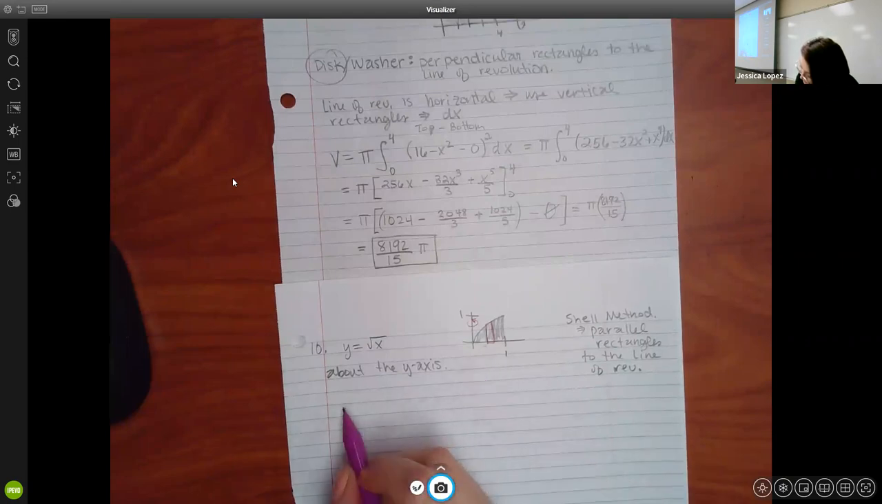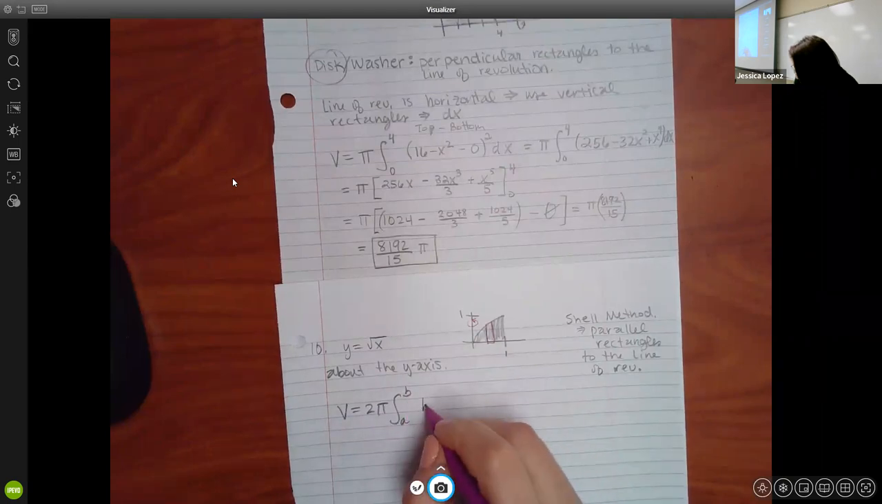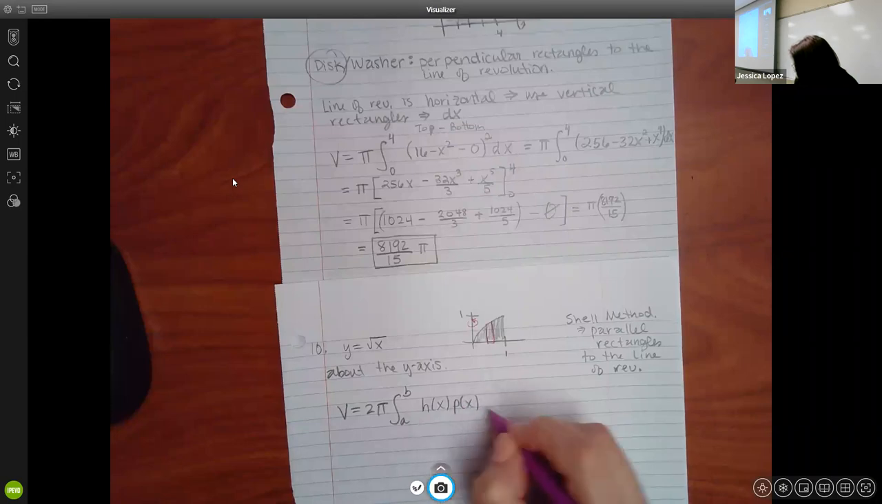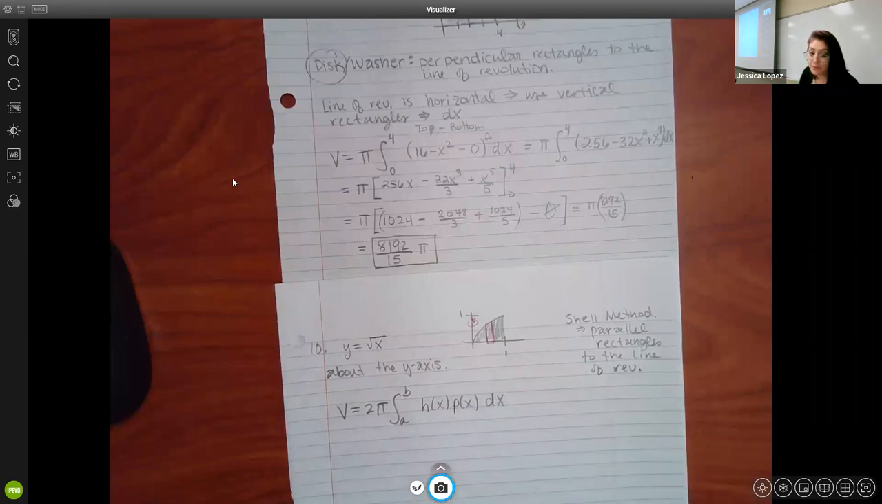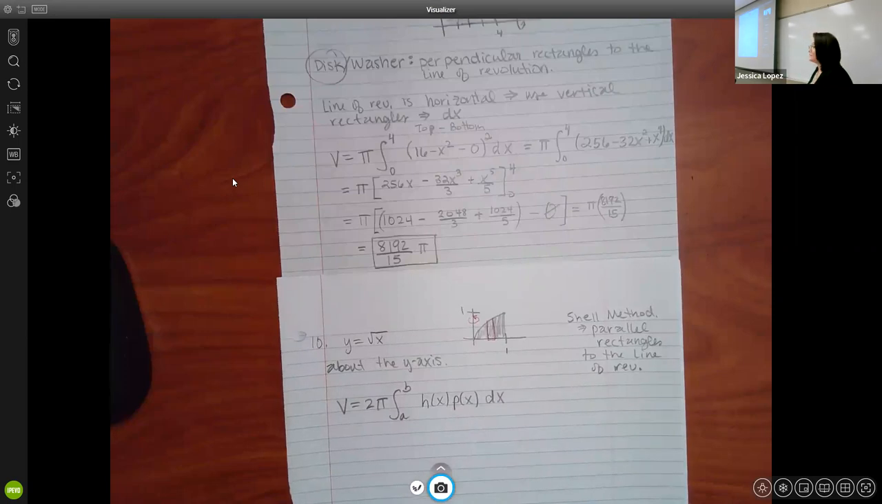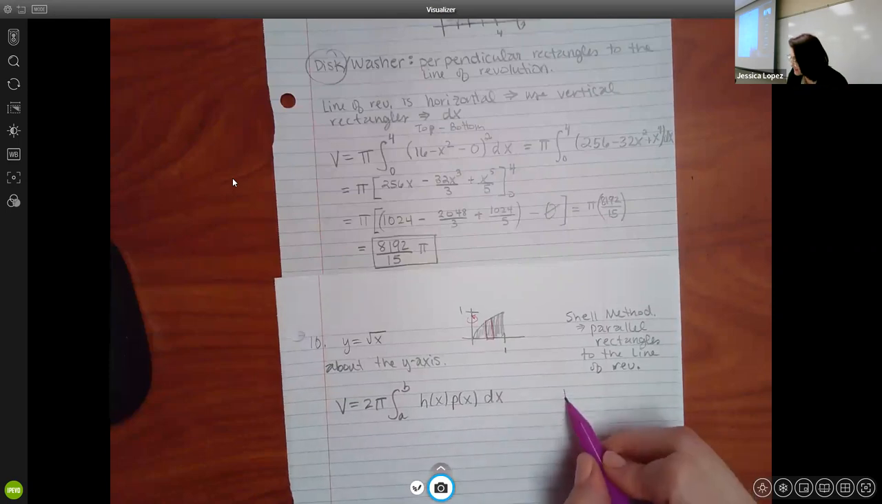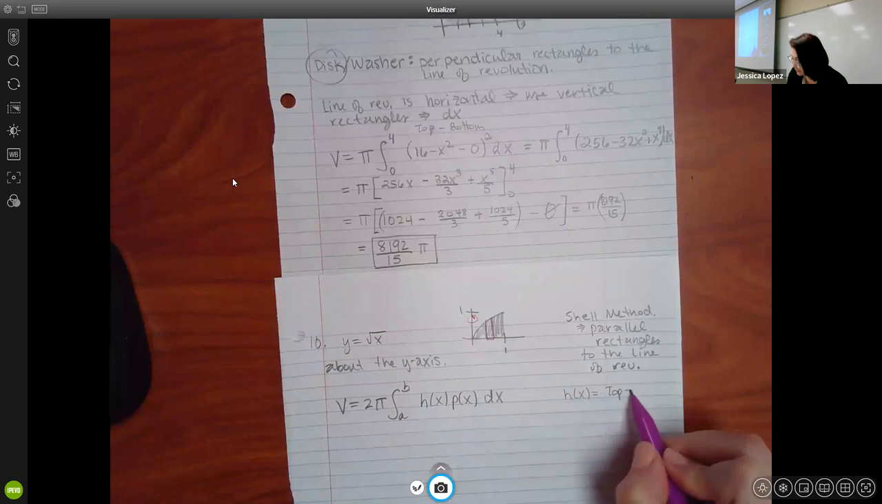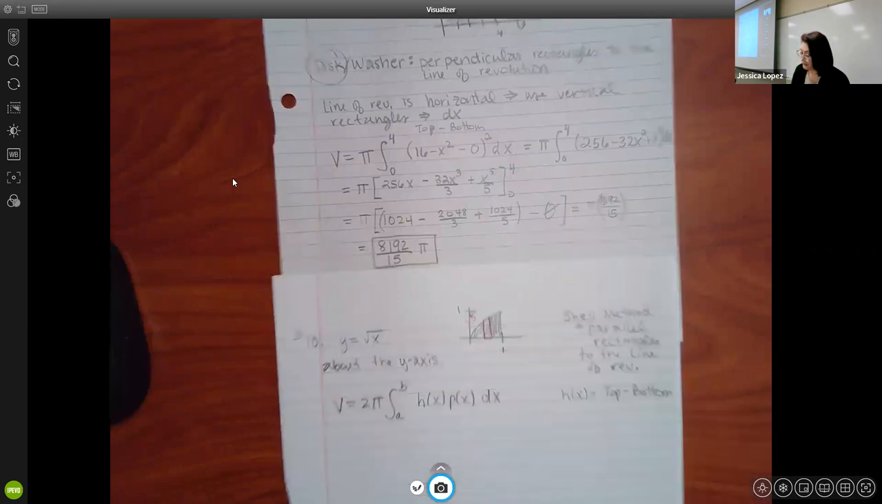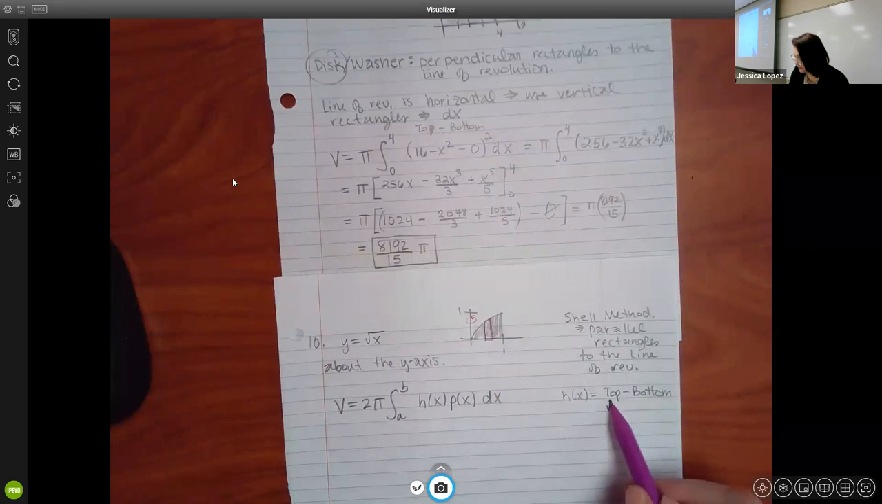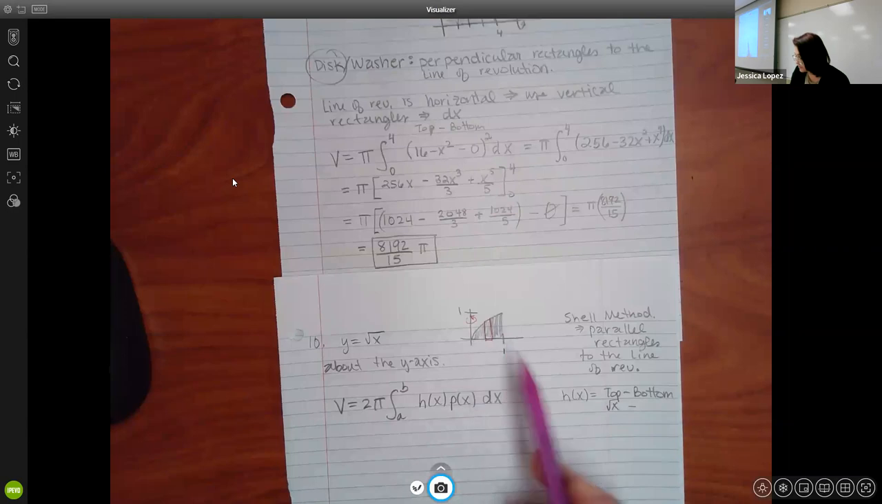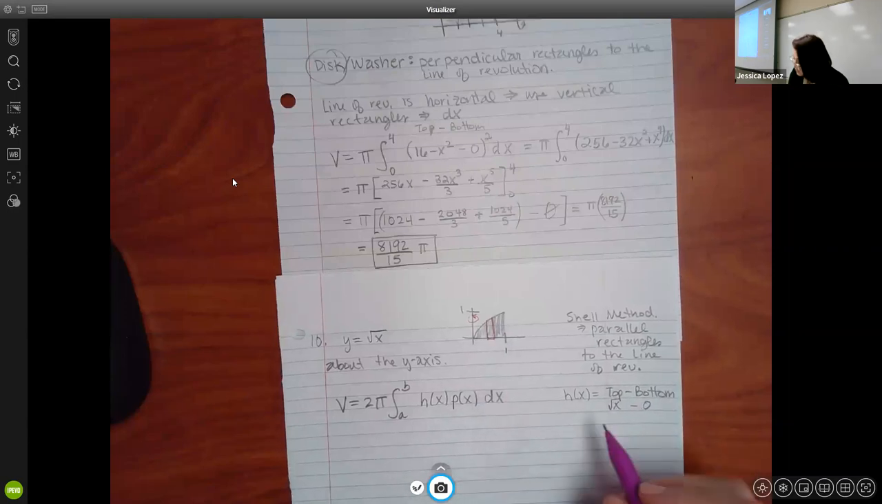So here, for my shell method, we have to remember the formula. It's 2 pi, a to b, and then it's the height, and then it's the rho, and then it's dx, right? And so remember, one of them is top minus bottom, one of them is right minus left, okay? The rho is just a little weird. Now, because we're doing vertical, that means your height has to be top minus bottom. So in this case, the top part is the square root of x, and the bottom would be the x-axis, which is just zero. So for h of x, we're going to plug in the square root of x.